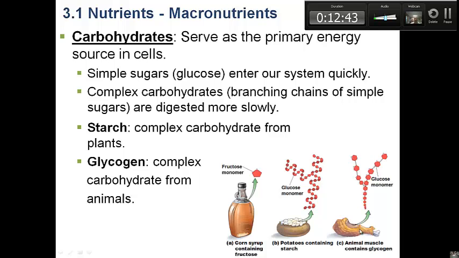And then when you fast, when you don't eat for a relatively short period of time, maybe 6 to 8 hours, then your body starts to break down this glycogen and release those individual glucose molecules into the bloodstream, and you utilize those for energy. So that's what we want to say then regarding these particular complex carbohydrates.